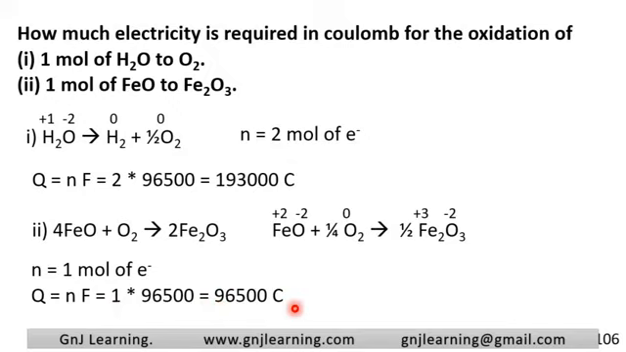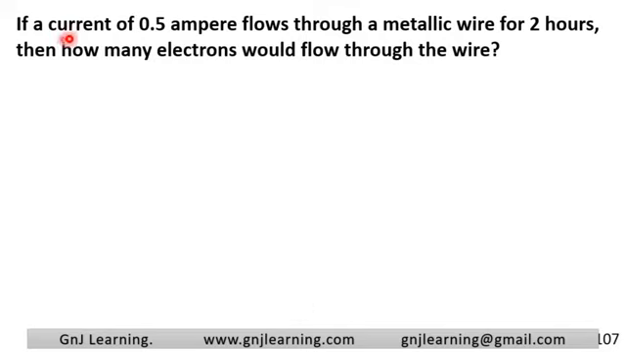Okay, next, a much simpler problem. If a current of 0.5 ampere flows through a metallic wire for 2 hours, so there is I, they have given I and they have given t. What is the question? How many electrons? So they are asking for the number of electrons that would flow through the wire.